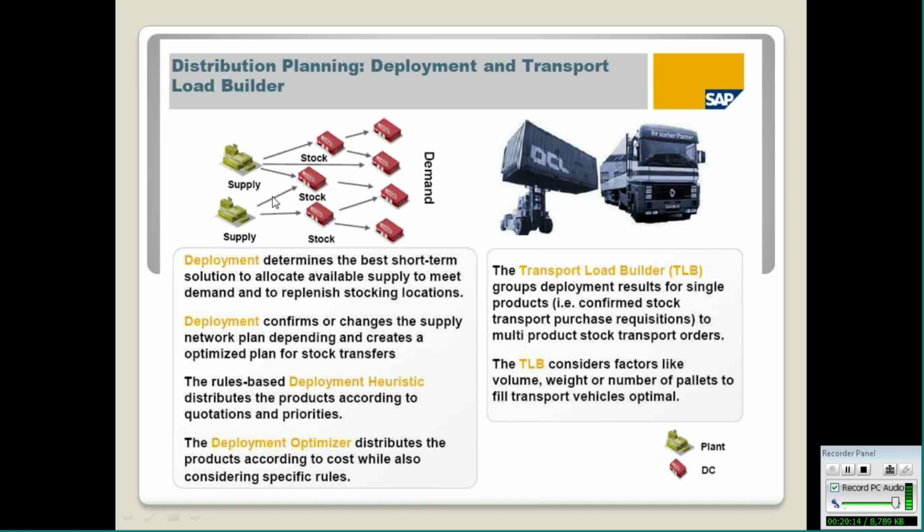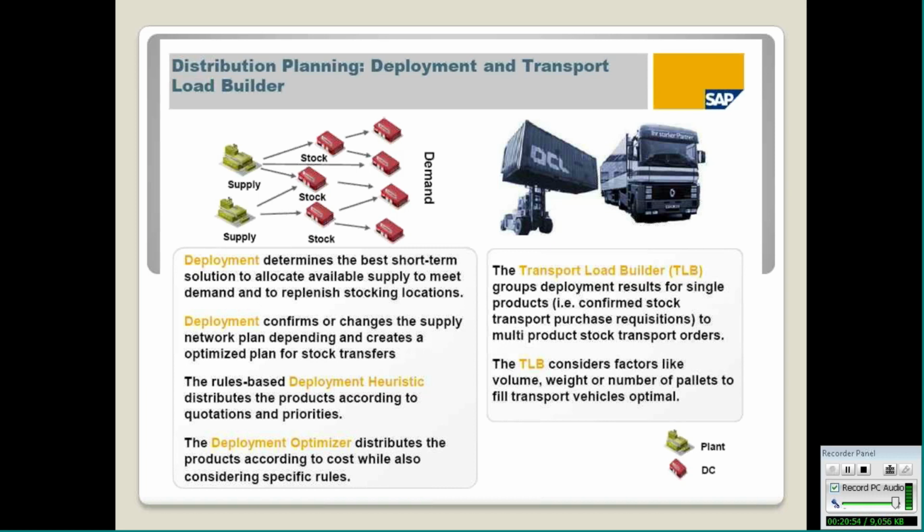So the demand and supply will not always match. For example, in the plant I have stock of 1000, and I have 5 DCs. Every DC has demand of, for example, 300, 300, 300, so total it is 1500. But here I have stock of only 1000. Or in some cases I have stock in the plant of 1500 units, but each DC has demand of 200, so 200 into 5 is only 1000. So how can I manage it? That we can plan in the deployment.